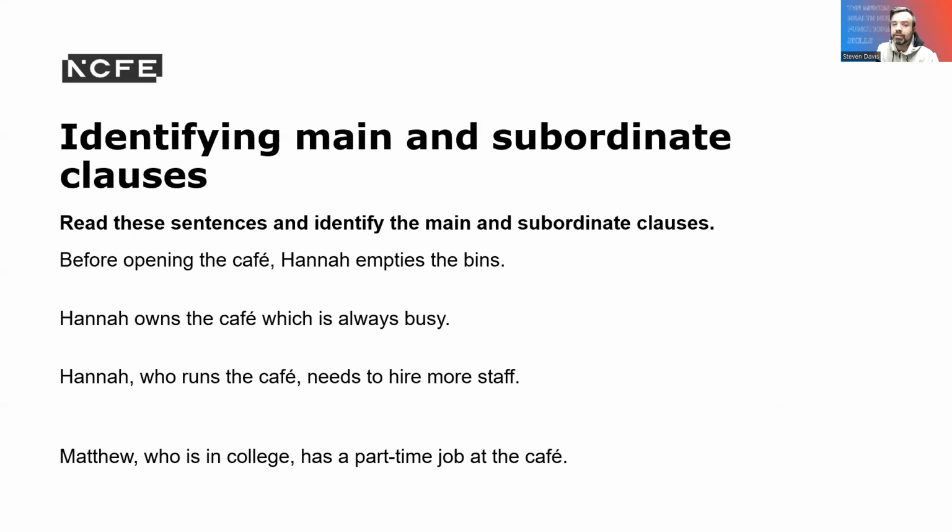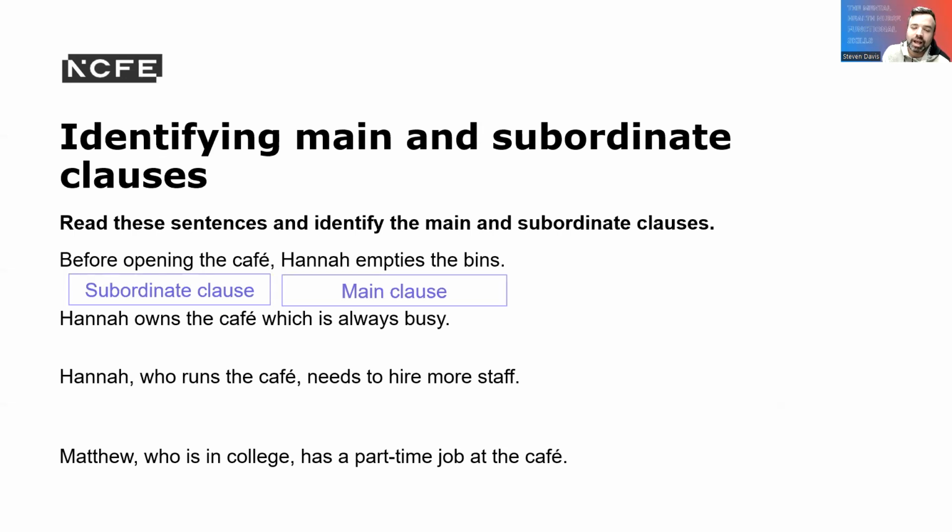Identifying main and subordinate clauses. Read these statements and identify the main and subordinate clauses. Before opening the cafe, subordinate clause, Hannah empties the bin, main clause. Hannah owns the cafe, main, which is always busy, subordinate.